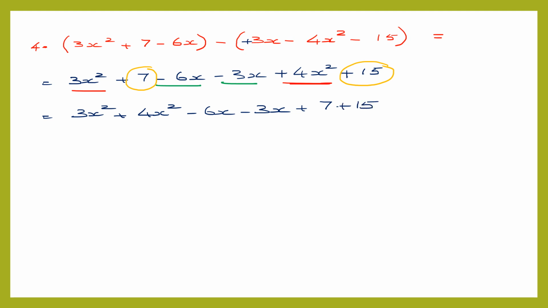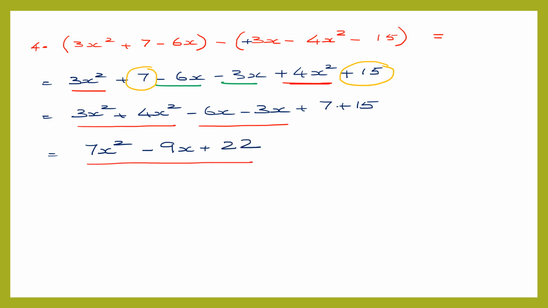So now let's work on the like terms. 3x square plus 4x square is 7x square. Then here we have minus 6x minus 3x, that is minus 9x. Then plus 7 plus 15. 7 plus 15 is 22. So this is the answer that we have got. So option 2 is our answer.